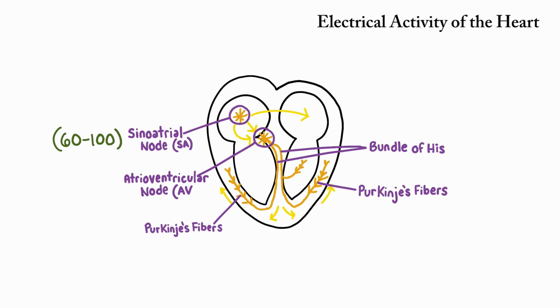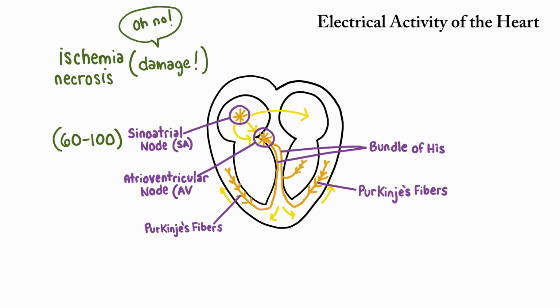But if there is a problem like ischemia or necrosis, basically damage of that heart muscle around the SA node, the AV node might take over, and that only generates 40 to 60 electrical impulses per minute, which is a much slower heart rate. If the Purkinje fibers take over, they generate 20 to 40 electrical impulses per minute.